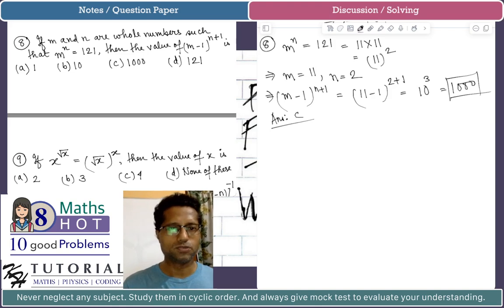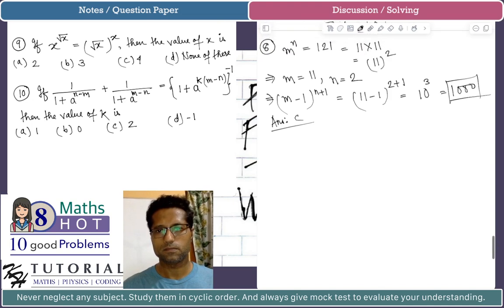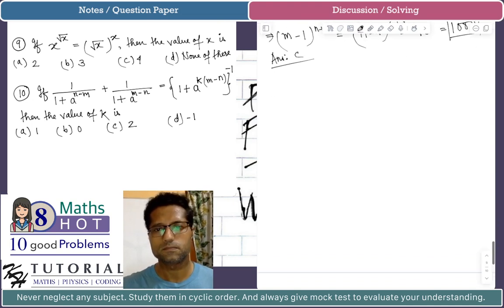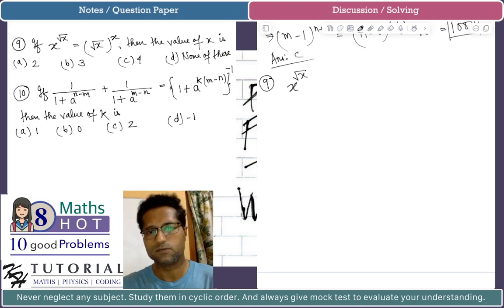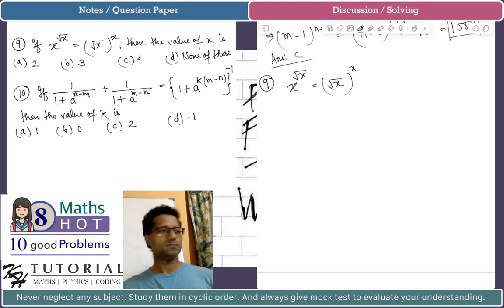Okay, let's do problem number 9. It's again an equation given with the unknown in both the power and the base. x raised to the power root x is equal to root x raised to the power x. Then the value of x is.